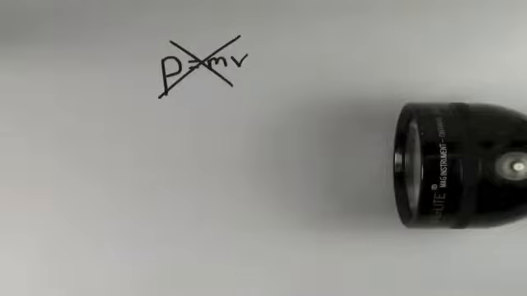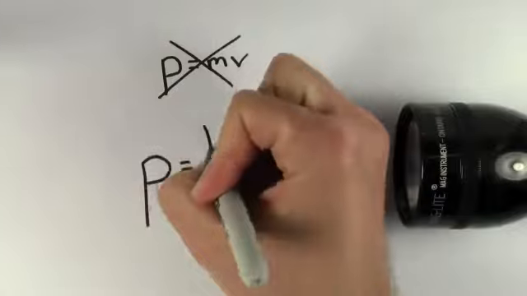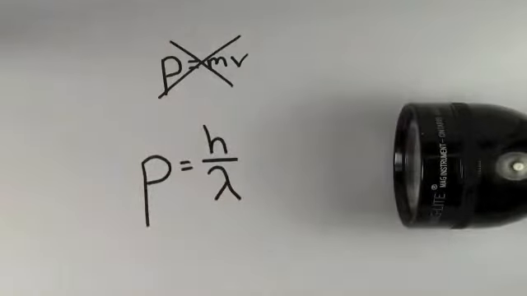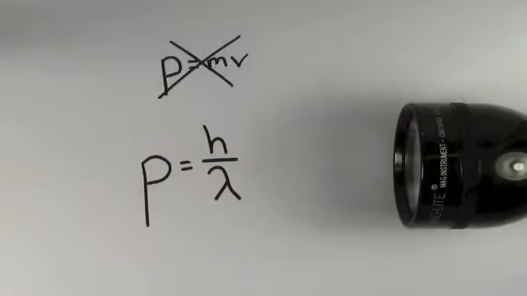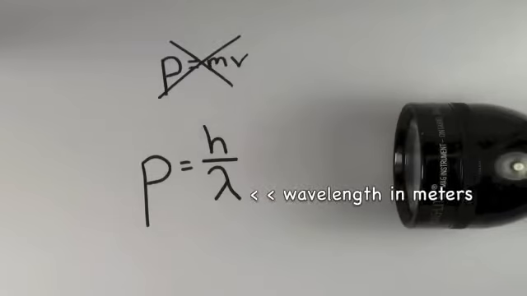Alright, so the bad news is that we cannot use P equals mv to find the momentum of a photon. The good news is that the formula for the momentum of a photon is simple. The momentum of a photon equals h over lambda. H is Planck's constant, 6.626 times 10 to the negative 34th joule seconds. Lambda is the wavelength of the light in meters. Be careful, don't use nanometers, you have to convert to meters.